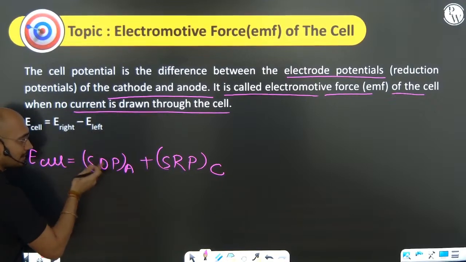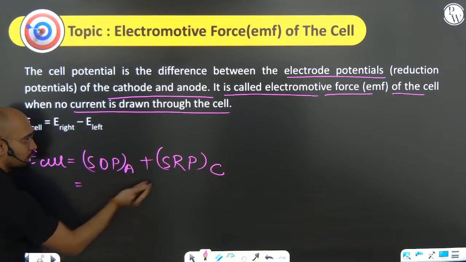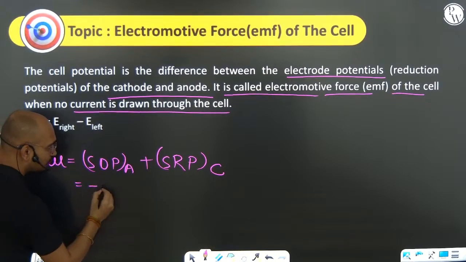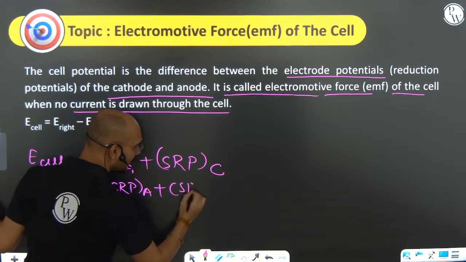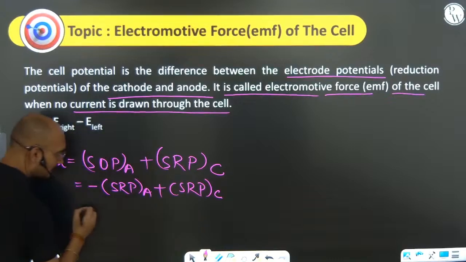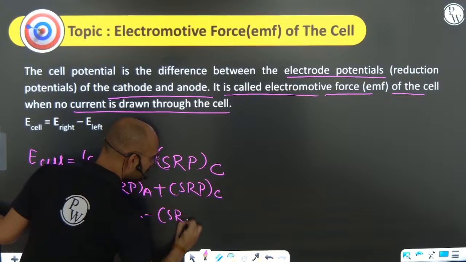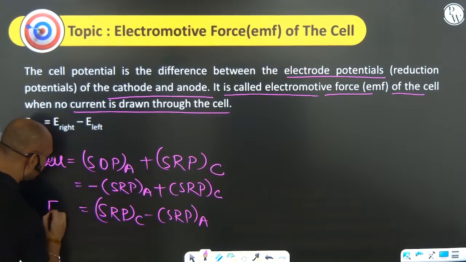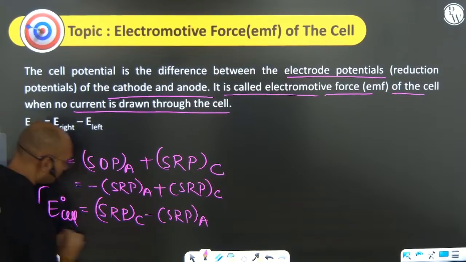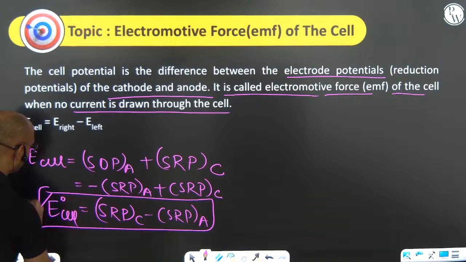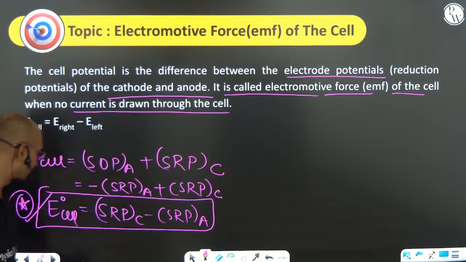But we know that IUPAC has considered SRP as the standard. So what we'll do, we'll convert SOP into SRP. So negative of SRP of anode plus SRP of cathode. What we can convert it into? SRP of cathode minus SRP of anode. I am telling you, it is a very important point, always keep it in mind, please. So E naught cell equals SRP of cathode minus SRP of anode.